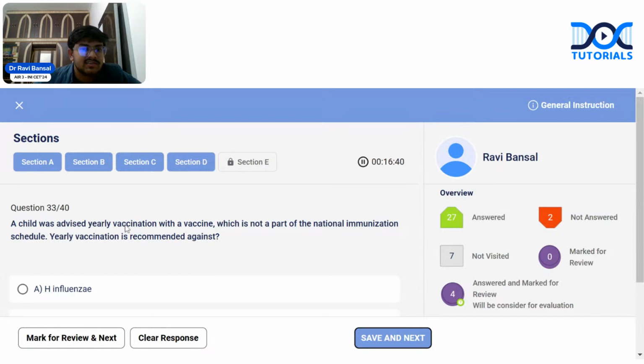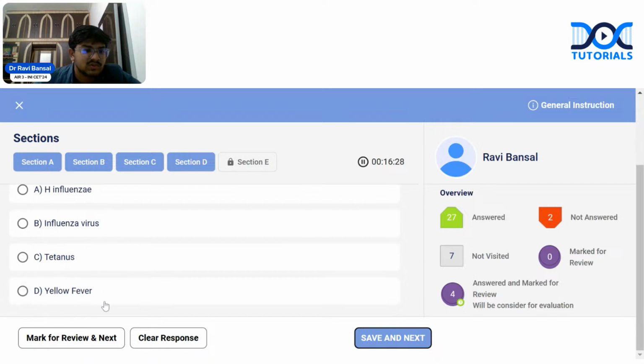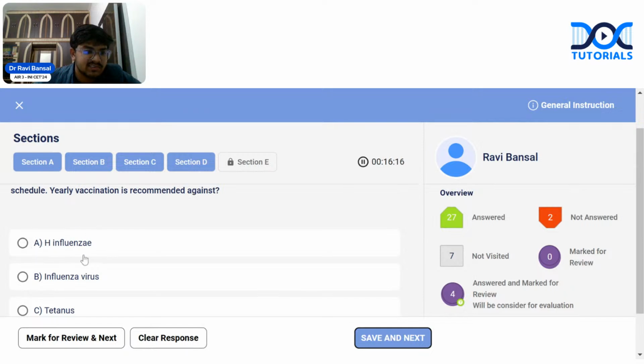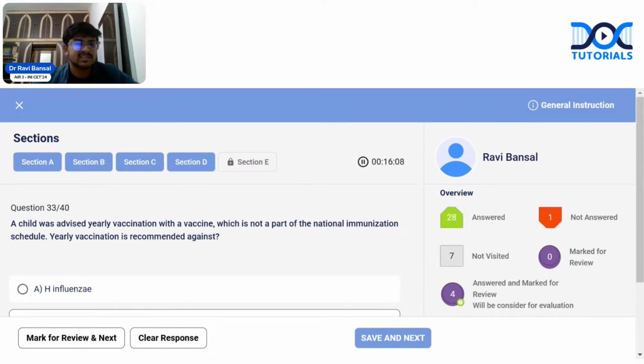A child was advised yearly vaccination with a vaccine which is not a part of NIS. Yearly vaccination is recommended against, so it is not in the NIS. So yellow fever you do not do yearly vaccination. This is out. Tetanus, you don't do yearly vaccination for tetanus. H influenzae is obviously not in NIS yearly vaccination, but I do not know about this. Influenza, I remember there is annual change in strains of influenza due to genetic shift and genetic drift. So yearly vaccination for influenza virus is advised, but for a child I do not remember. But among the four options, C and D are ruled out. H influenzae vaccine, I remember we give it in 5 or 10 years. Annually, I remember only influenza virus because their strains change every year due to genetic changes. So this is the right answer.